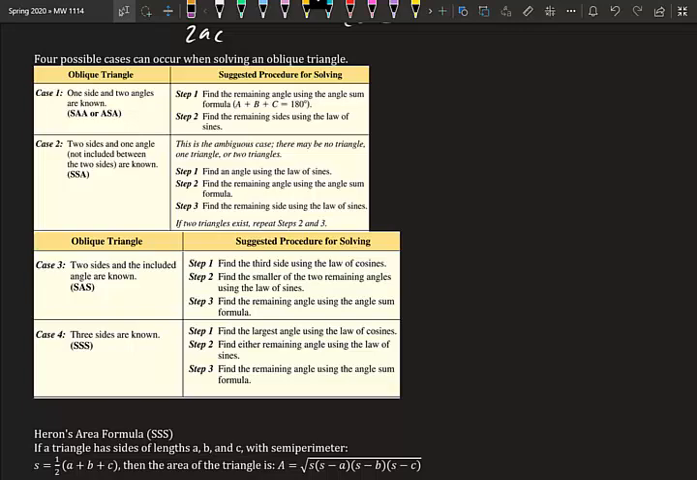Case 3 is when you have side angle side. So 2 sides and the included angle are known. Find the third side using law of cosines. Find the smaller of the two remaining angles, then find the remaining angle. And then if you have side, side, side, you find the largest side, and then work your way down using law of cosines. All right.